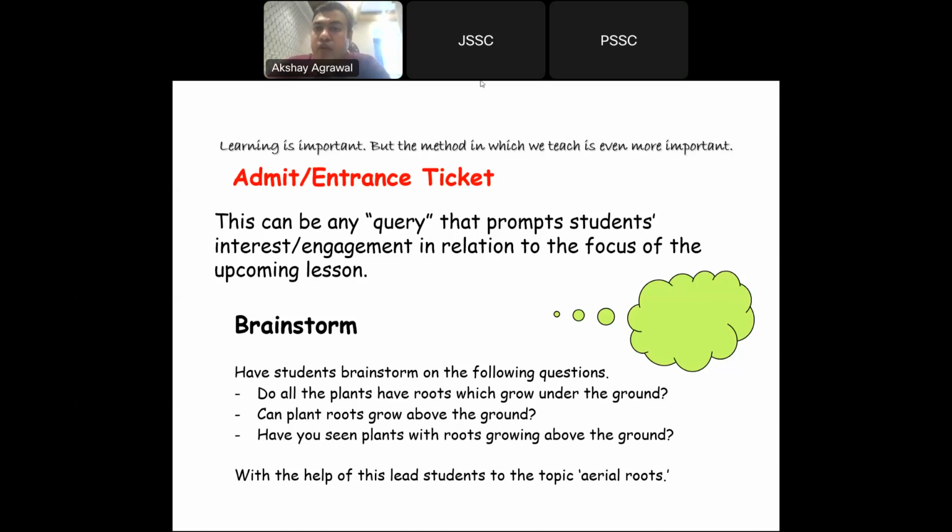And what happens with this brainstorming and leading questions, you're not trying to lead them to anything in particular. They don't even know that, okay, they will be learning about aerial roots. You have just asked them some bizarre questions as per them. And once they are able to answer these bizarre questions, they would really get to know about something new.